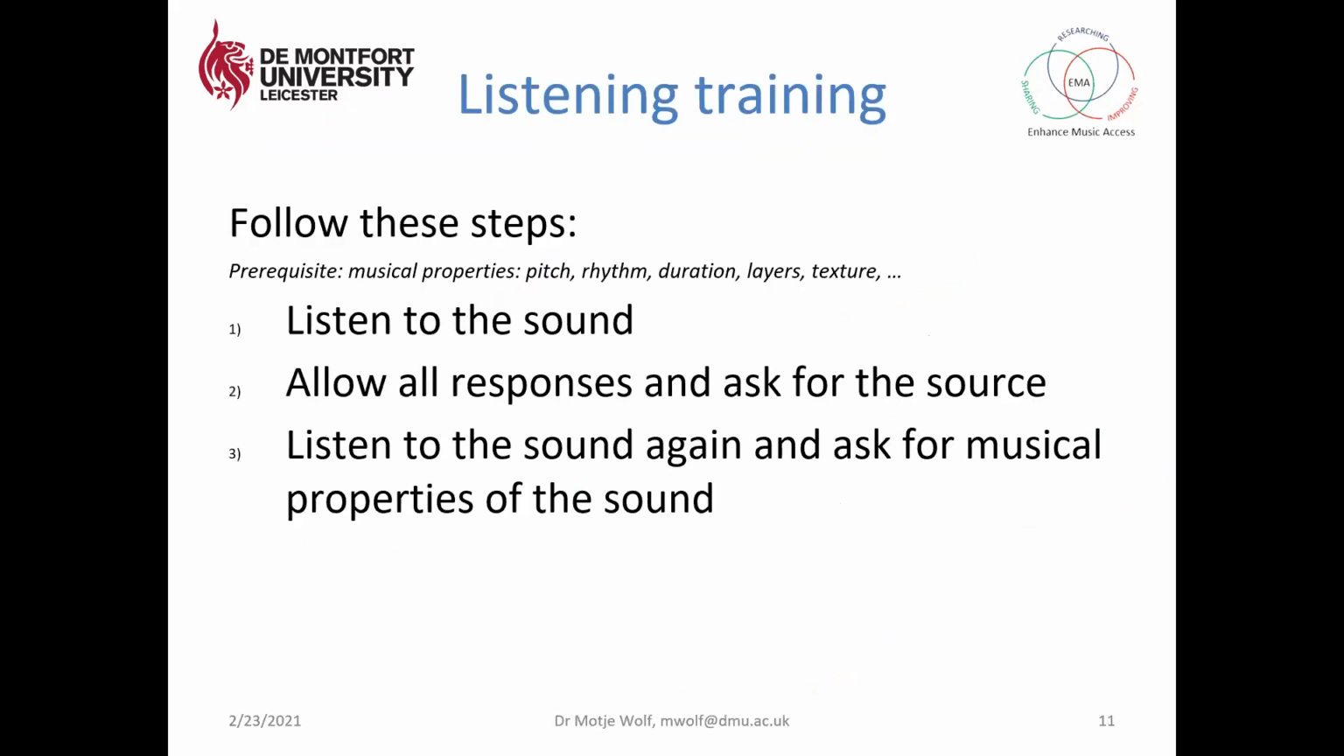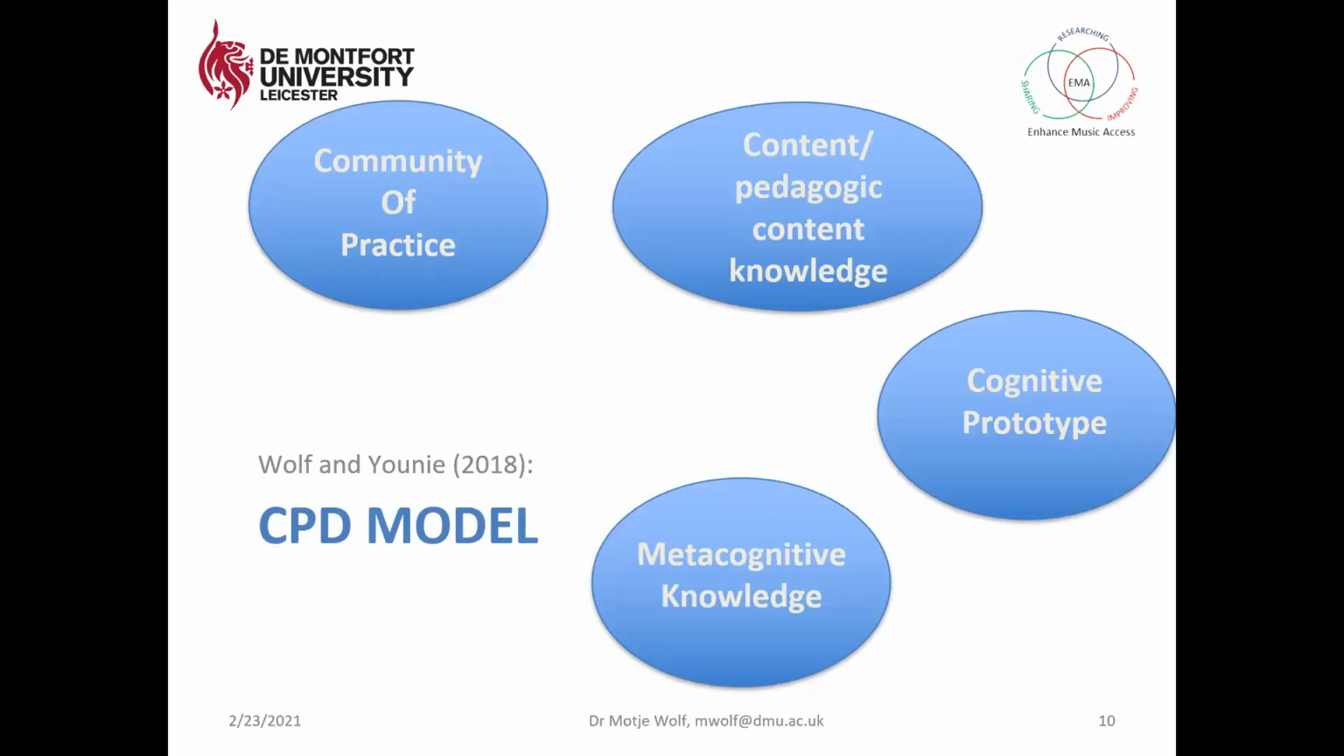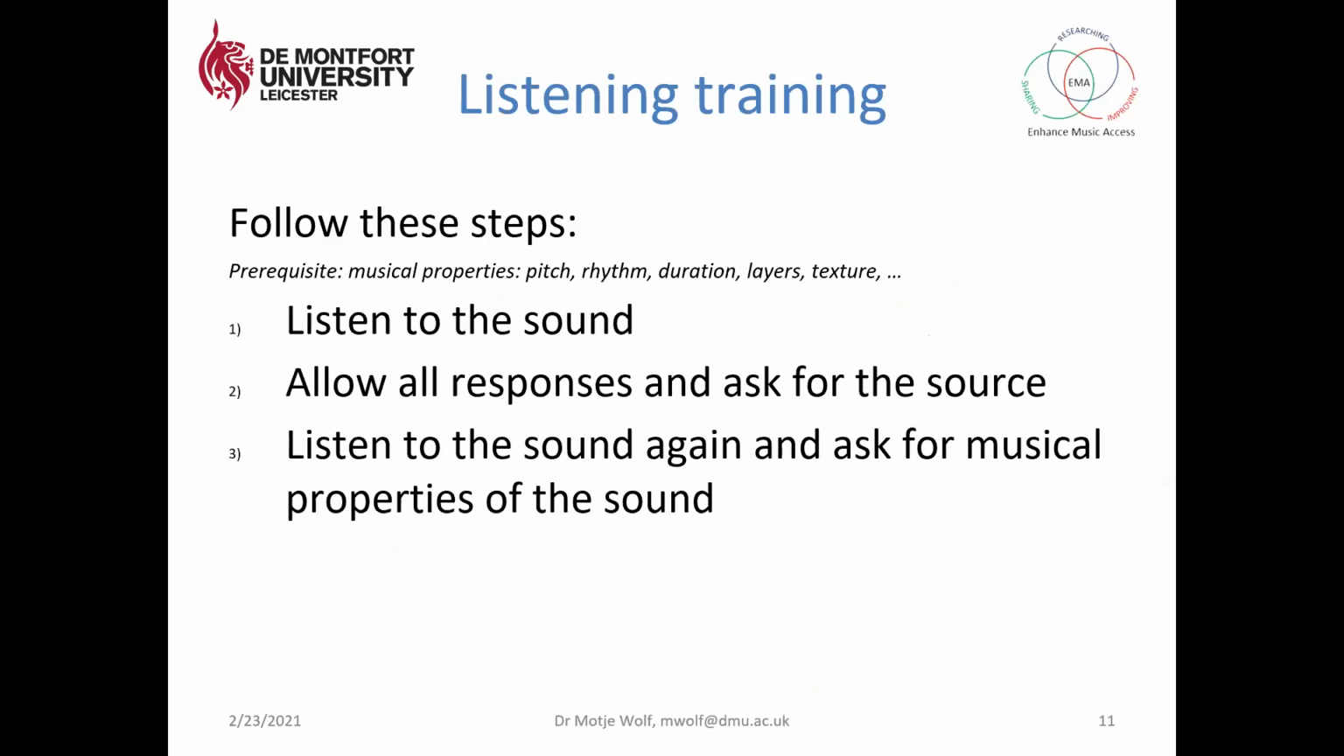Let's start now with the cognitive prototype. So what I'm going to do now is play some sounds to you. And you can do this with your students as well, with your pupils. It is a very simple framework. You need a few sounds. They should be very different from each other, and they should represent certain musical properties. A prerequisite is that they need to know musical properties. You have to talk about pitch, rhythm, duration, timbre, all these kinds of things beforehand, or you do it in that exercise by explaining it.